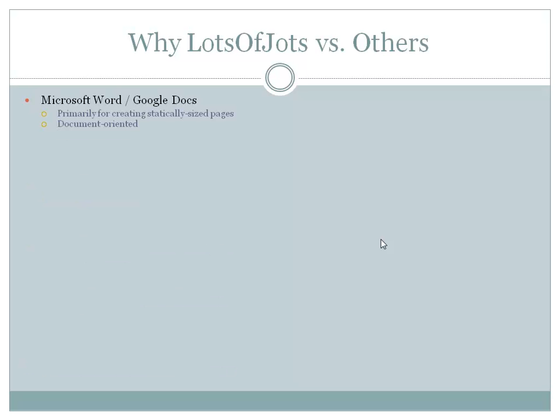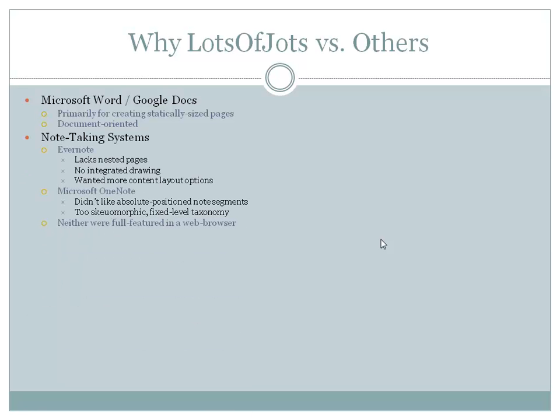So a lot of people ask, well, how is this different than Microsoft Word or Google Docs? So those tools are primarily used for creating statically sized pages that you're either going to print or convert into PDF or something like that. They're document oriented, meaning you're dealing with one document at a time. In comparison with that, LotsOfJots is really about dealing with a whole collection of documents that have an integrated navigation system. If you watch the other videos that talked about the page taxonomy and the nesting of pages inside of pages. So it's really about dealing with a collection of documents. And LotsOfJots is about creating web-first content that dynamically sizes as the user sizes their browser.